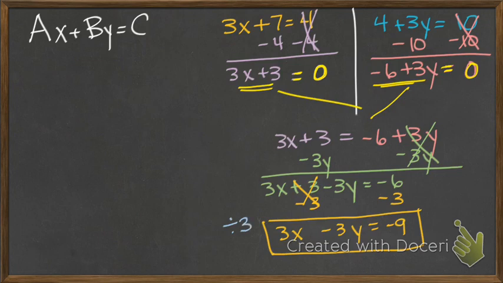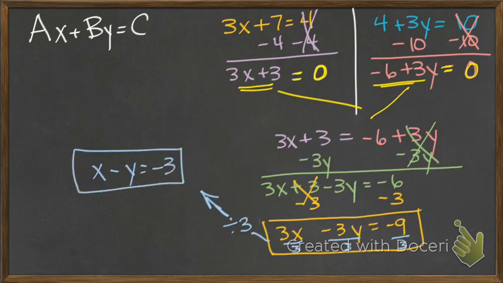So if we divide the whole thing by 3, what do we get? So think of this being divided by 3, gives me x. This divided by 3 gives me negative y. And this divided by 3 gives me negative 3. So this is our standard form linear equation in its most simplified form.